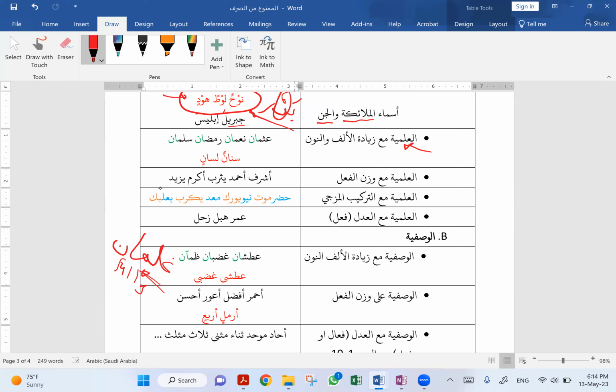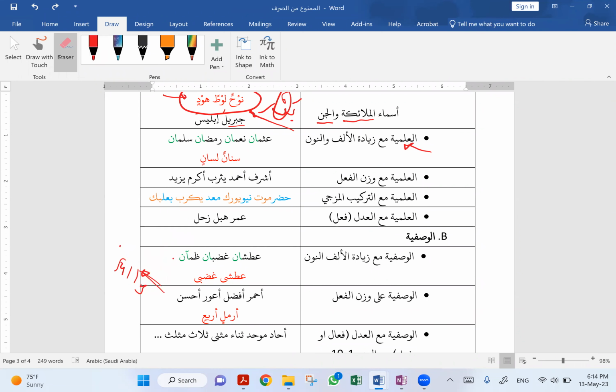So it doesn't mean that every time you see an alif noon, it's partly flexible. No, you have to ask yourself, is it a proper name? Does it have alif and noon? So once you've realized that, then you can say, oh yeah, this is fully flexible, and this other one is partly flexible because of these two reasons. Yeah, I hope that's clear.